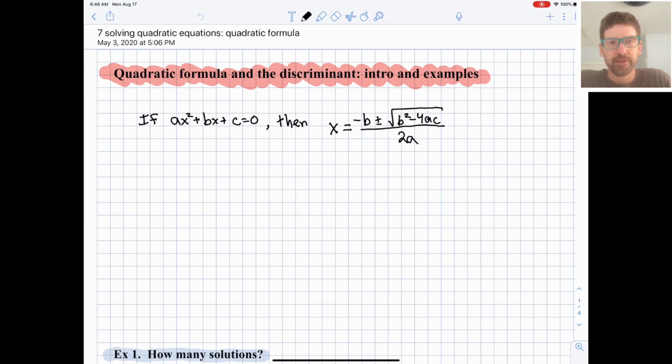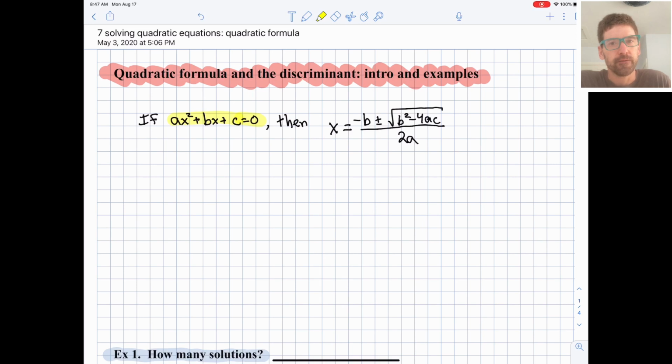So the quadratic formula is a formula that helps us solve for x when we have a quadratic equation written out in standard form and equal to 0. So this is standard form right here, and here you can see that it's equal to 0. Both of those things are really important. It needs to be in standard form and it needs to be equal to 0.